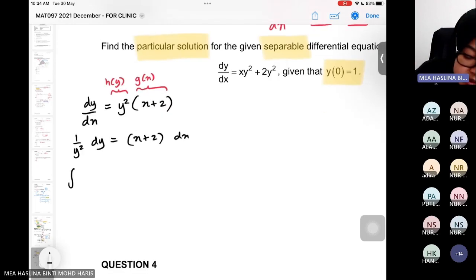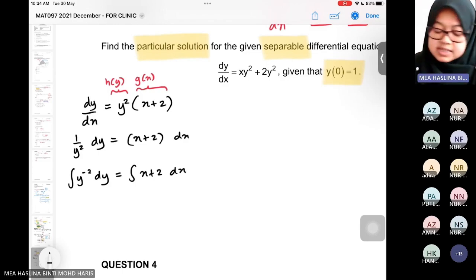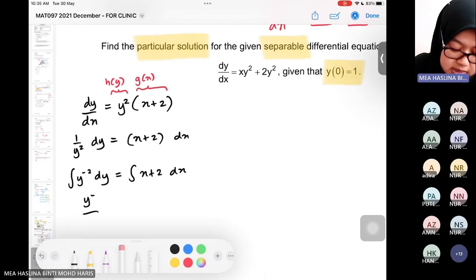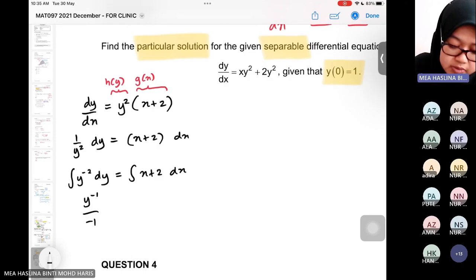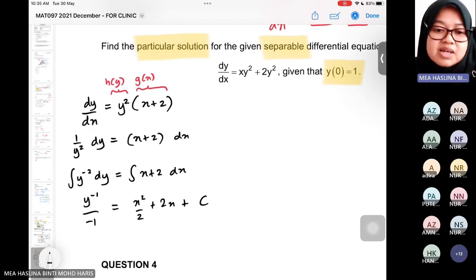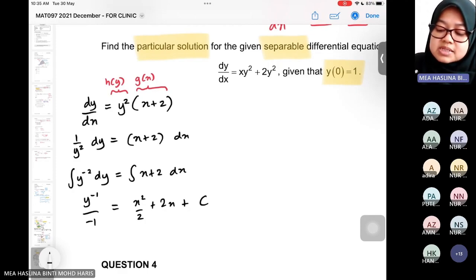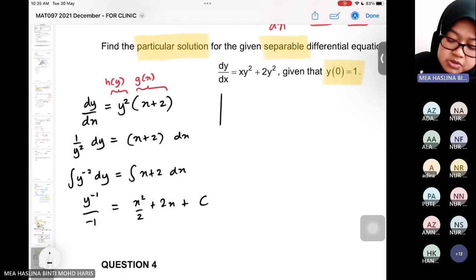Then you will integrate both sides, meaning you will write y to the power of negative 2 dy equals the integral of x plus 2 dx. Obviously this is a simple integral: y to the power of negative 2 plus 1 over negative 2 plus 1, so that will be negative 1 over y, equals x squared over 2 plus 2x. Please do remember to put the plus c, because if you miss this plus c, then you will miss the substitution of the initial condition, so you don't have the particular solution. So make sure you have the plus c.